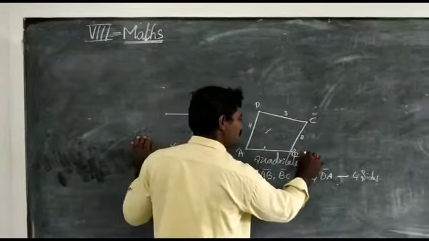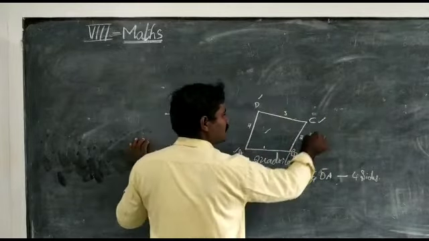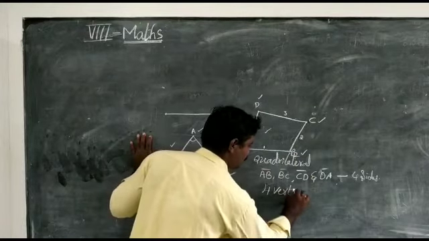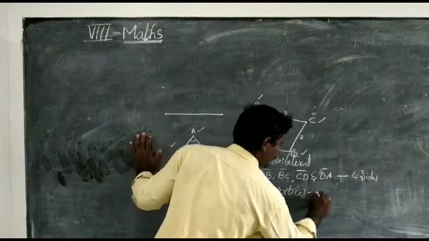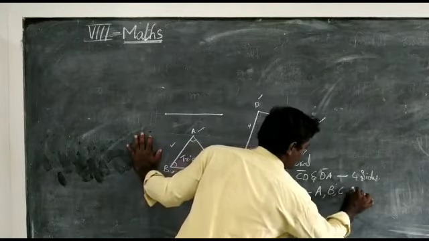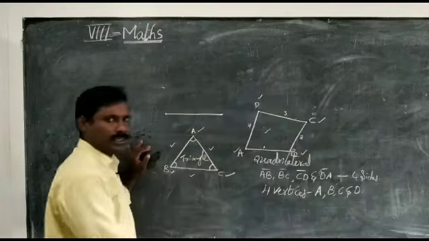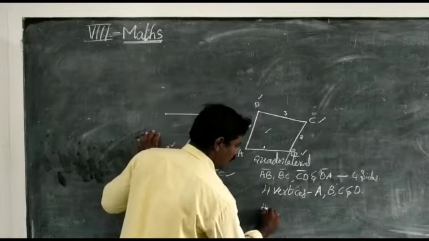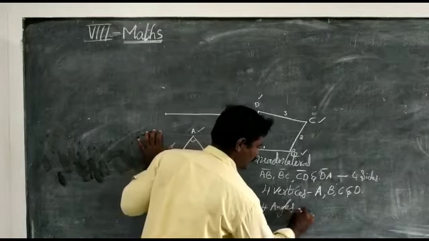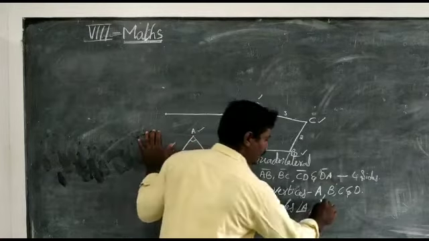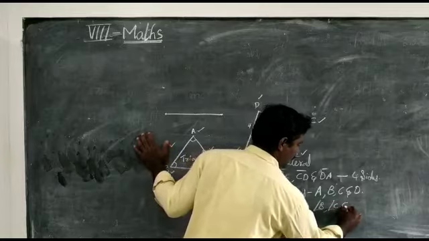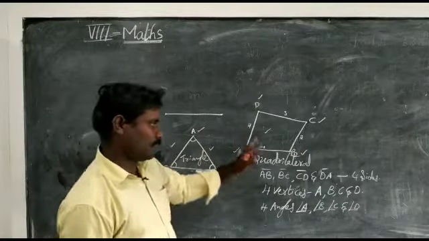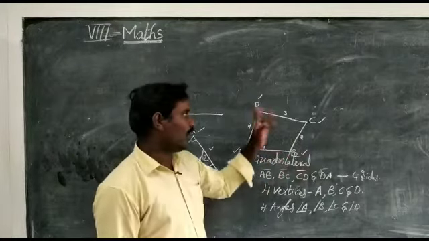Similarly, how many vertices? Count once. A, B, C, D. Totally 4 vertices. These 4 are the vertices of this quadrilateral. And we have 4 angles: angle A, angle B, angle C, and angle D. These 4 are the angles. That means a quadrilateral has 4 sides, 4 vertices, 4 angles.